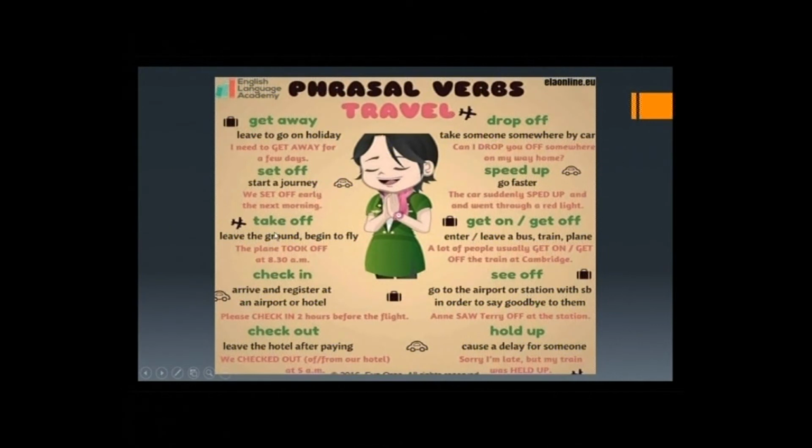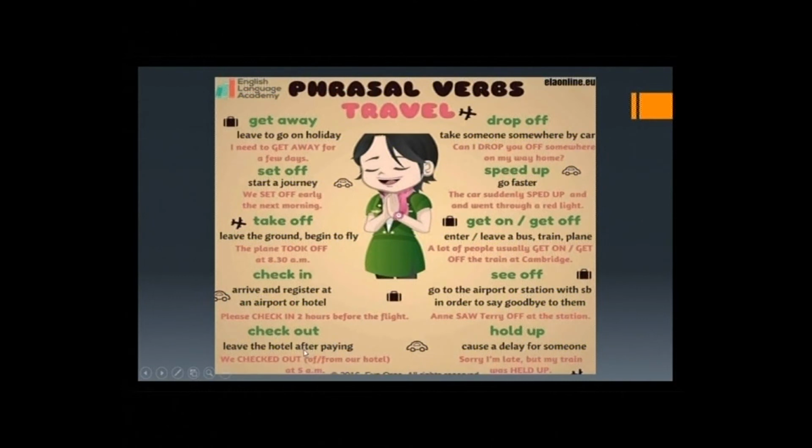Take off, I told you already, in the context of flights we use take off and landing. Check in. Check in means arrive and register at an airport or hotel. So wherever you go, जिथे तुसी जाके अपने documentation दे रहे हो कि I am this person and I have come for this purpose, it means you are checking in, either in a flight or in a hotel.